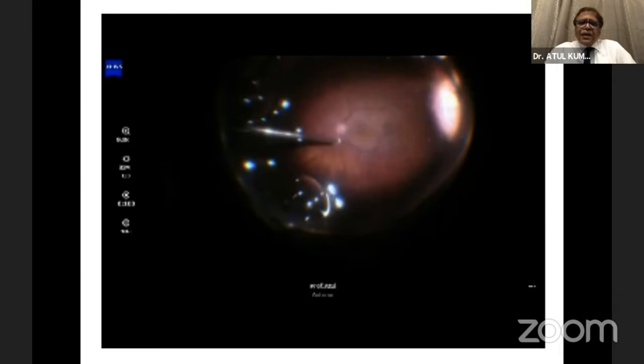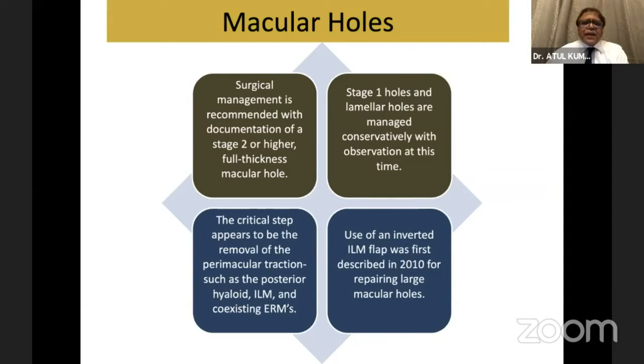And also ILM peeling in such cases may actually damage the macula more than help. The quality of vision may be much better before surgery. So I removed the ERM and that's it. Put some gas, short acting. Ask him to sit propped up.